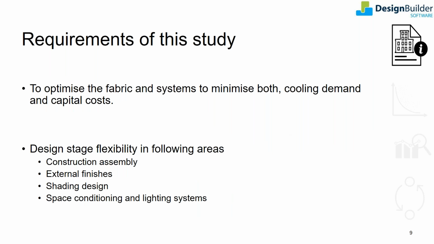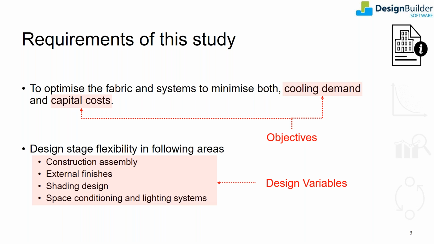As cooling is the predominant energy end use, this study aims to optimize the fabric and systems to minimize both cooling and capital cost. The design variable options available in this project are related to construction assembly, external finishes, shading design, and space conditioning and lighting systems. The objectives therefore will be minimizing the cooling demand and minimizing the capital cost. These will be our design variables.